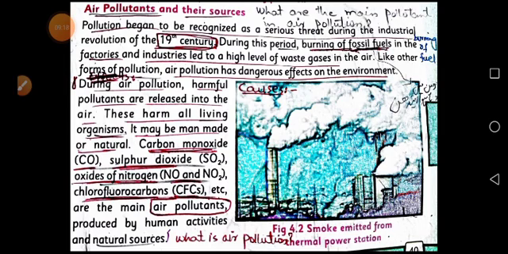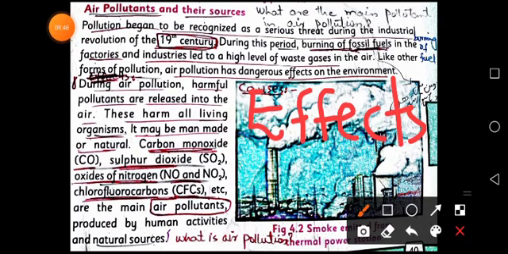So this air pollution is because of the burning of fossil fuels in the different factories and industries, which cause a huge amount of smoke to be released from the industries and added to our air, so they will pollute our air. So this is the major cause of air pollution.